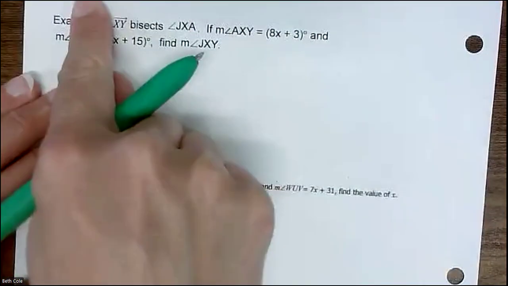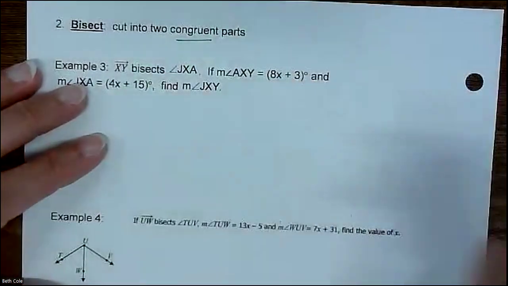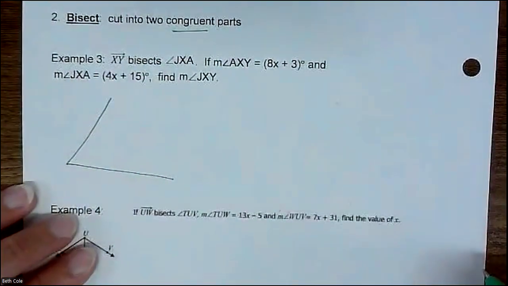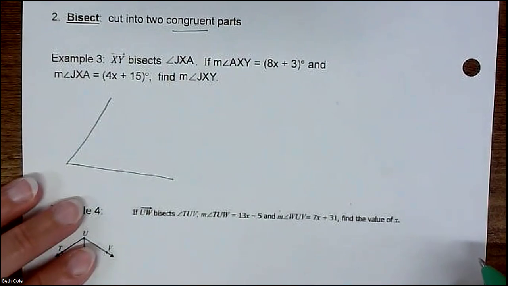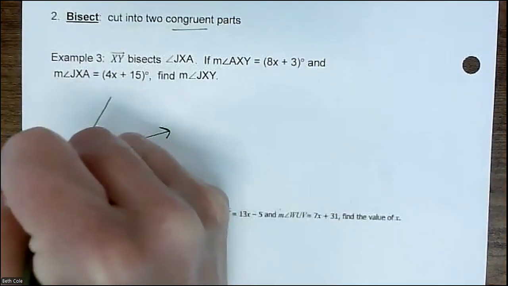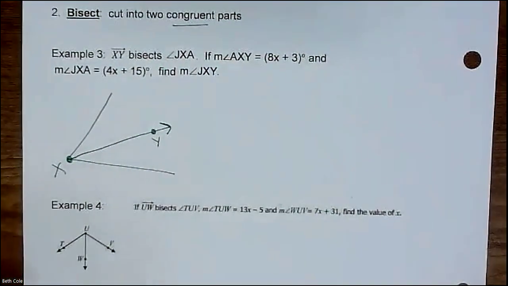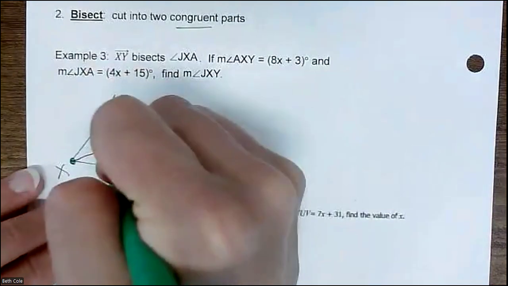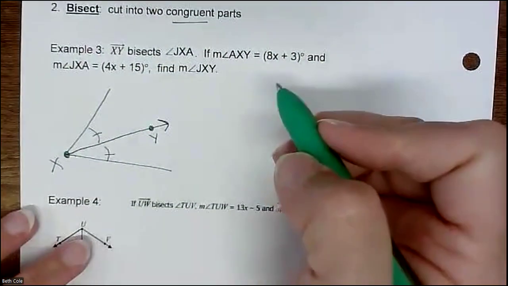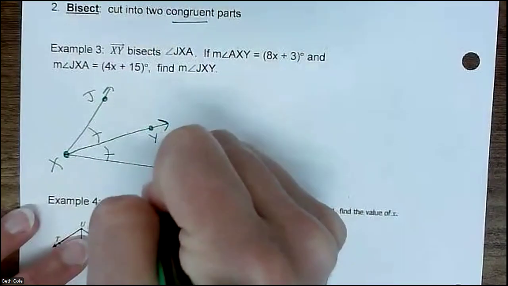All right. Bisect means that you cut it in half. So it means the 2 pieces are congruent is all that means. Now we're going to have to draw this ourselves. So draw an angle. And it says XY, so I'm going to call this X and I'm going to call this Y. XY bisect means cuts it exactly in half. So if you want to put your little tick marks in there to show that they're the same. Angle JXA. So I'm going to make this be JXA.